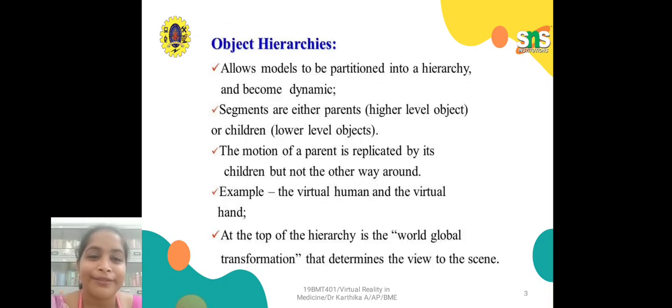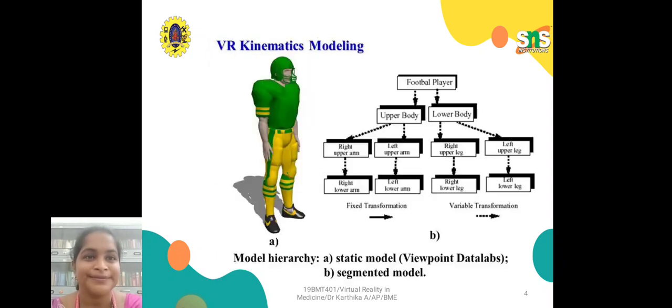Coming to object hierarchies, it allows models to be partitioned into a hierarchy and become dynamic. Segments are either parents, higher level objects, or children, lower level objects. The motion of a parent is replicated by its children but not the other way around. Example, the virtual human and the virtual hand. At the top of the hierarchy is the world global transformation that determines the view of the scene.